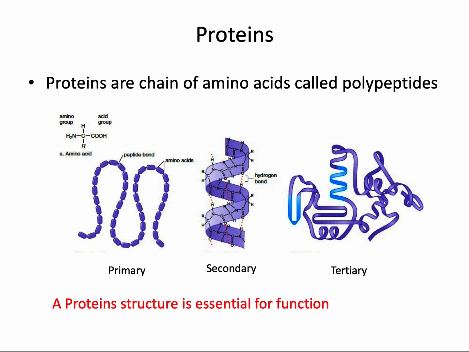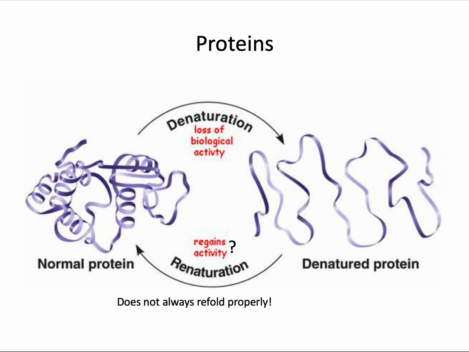And so the structure is important to its function. There are certain conditions, such as high temperature, acidic conditions, highly basic conditions, or very salty conditions, that could cause the structure of the protein to change. We call that process denaturation. If a protein becomes denatured, it cannot carry out its biological activity. It cannot catalyze a reaction or perform the role that it's supposed to perform.